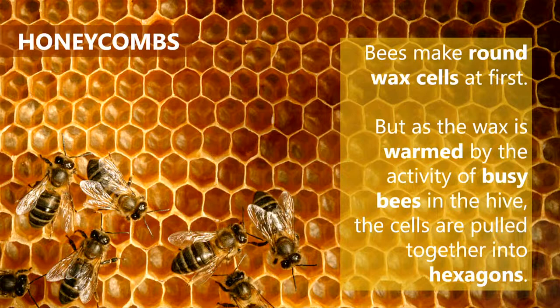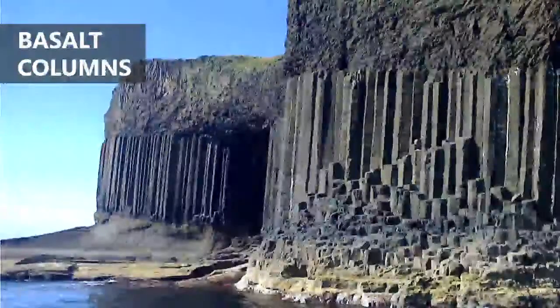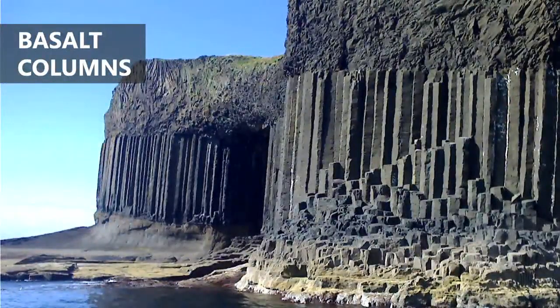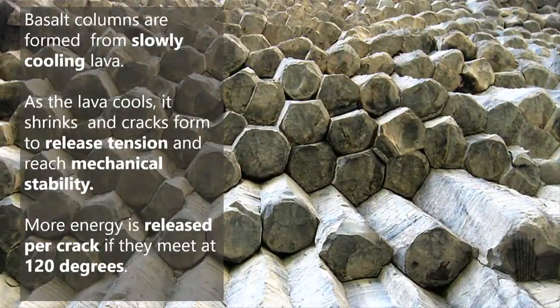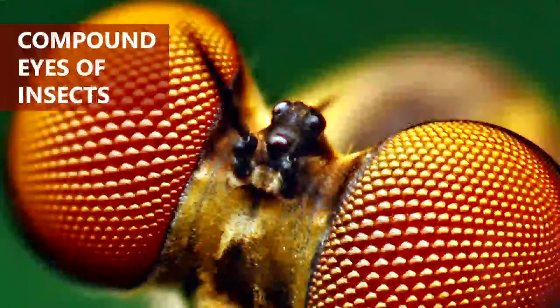They start off as circles, but as they expand and contract and pull and push, they become hexagons. Also, basalt columns, another place we see hexagons in nature. Basalt columns are formed from slowly cooling lava. So as the lava cools and it wants to contract, cracks form to release that tension, and it wants to reach mechanical stability. And it turns out more energy is released per crack if they meet at 120 degree angles. So again, those 120 degree angles creating these hexagons.